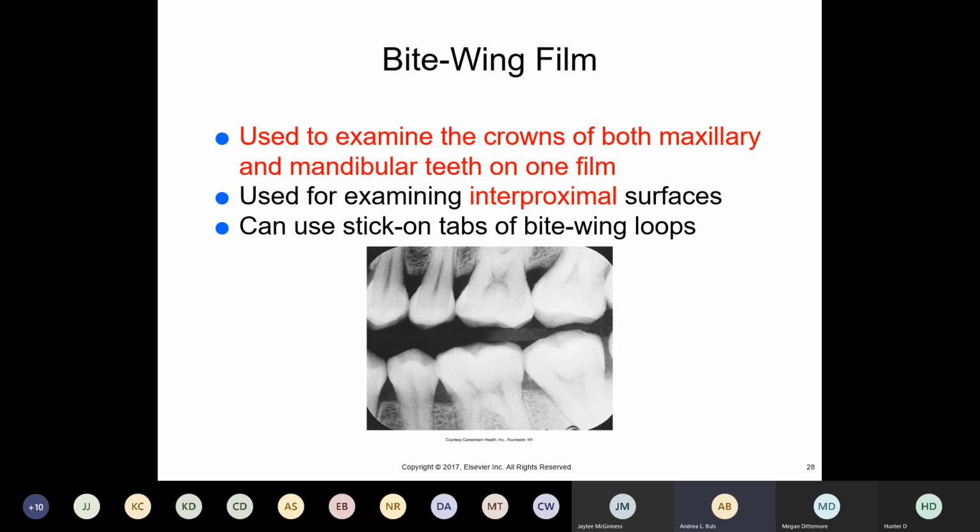We can use the little sticky bite wing tabs. They make loops that go all the way around a film or a sensor, or we can use our XCP holding device, which is the preferred.